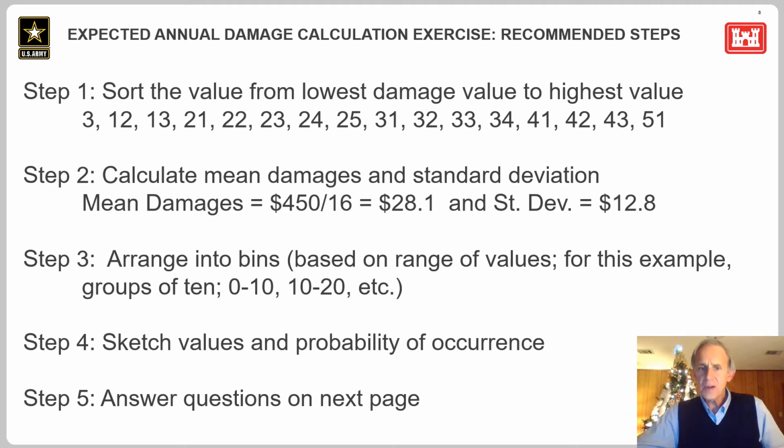Now, the way the program does it is it arranges the values into segments, or bins, as it calls them. It's based on a range of values. For this example, we said it probably would be based on 0 to 10, 10 to 20, on to 50 to 60, using the lowest and the highest value. You would sketch the values and get their probability of occurrence, and then you could answer some questions.